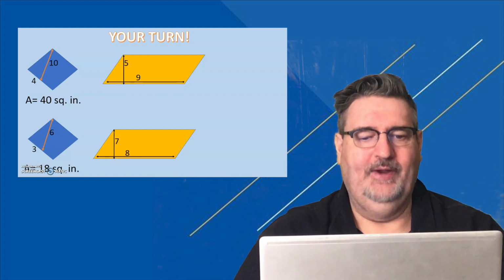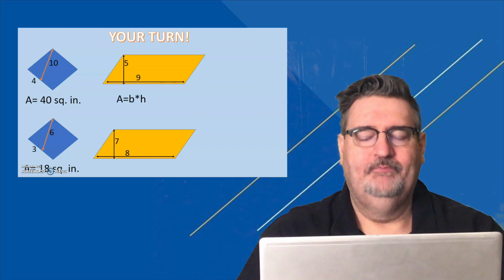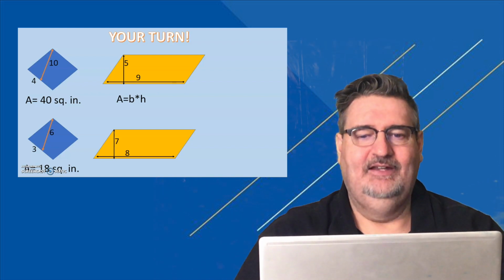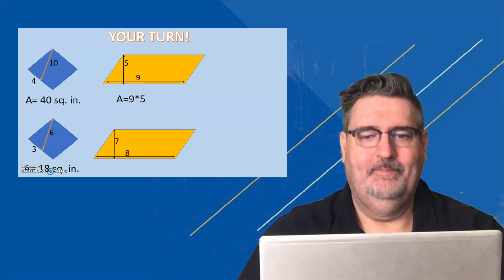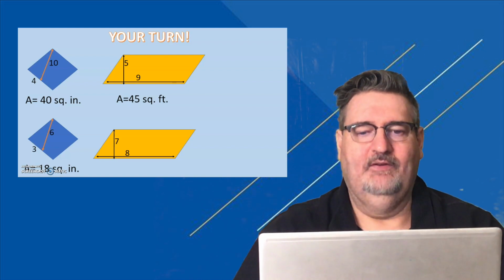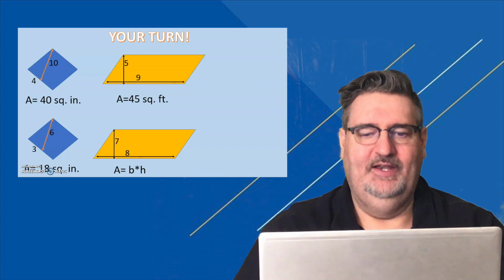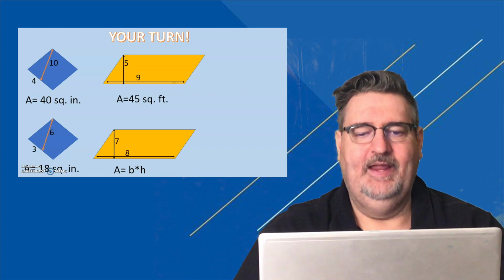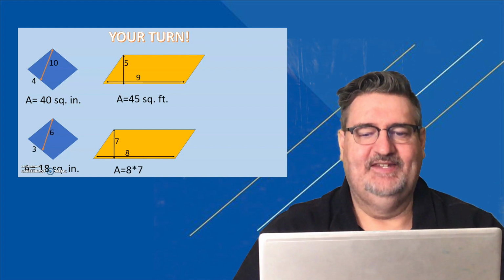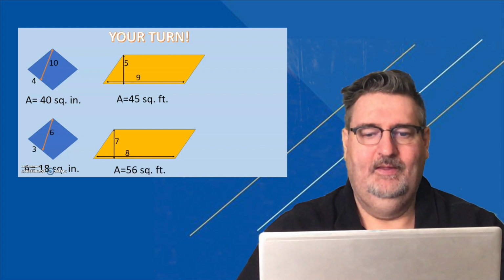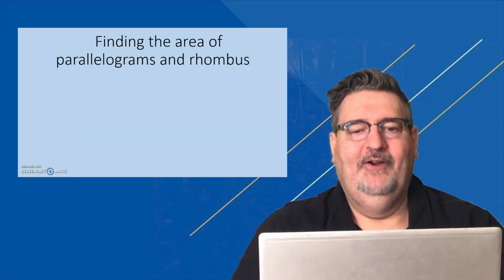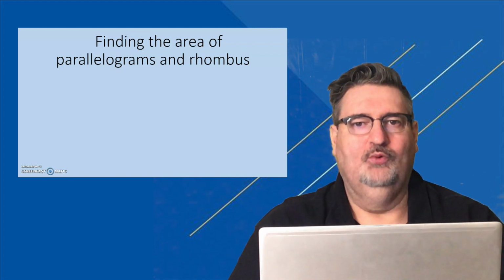Let's take a look at the parallelograms. On the first one, the formula again is base times height. The base is 9 and the height is 5, and when we multiply, we come up with 45 square feet. All right, our last one. Again, the area of a parallelogram is base times height. We're going to type in 8 times 7, and we come up with 56 square feet.